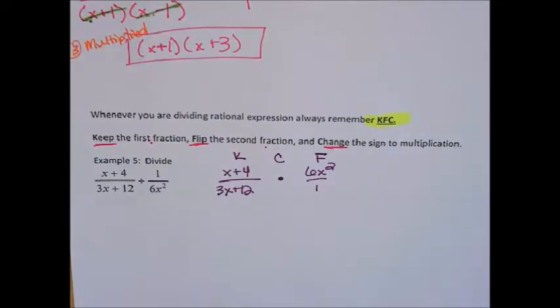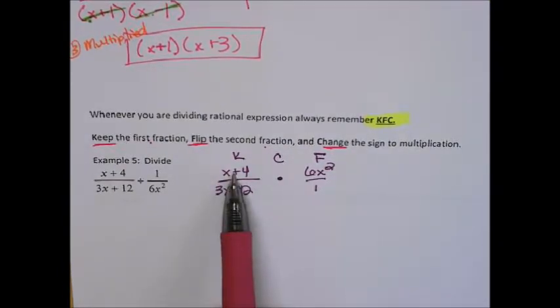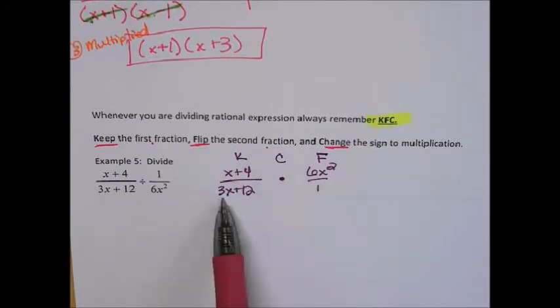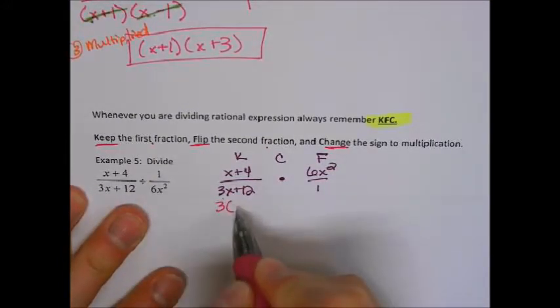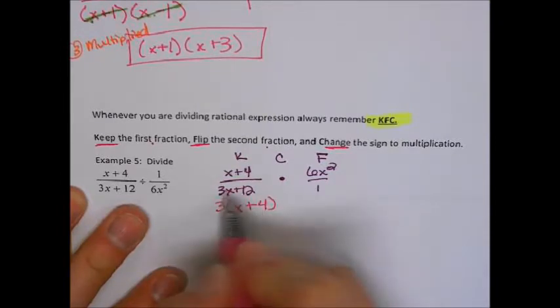Step 1, we're going to factor. What can we factor? I can't factor x plus 4. I can't factor 6x squared. 3x plus 12. Here I have a GCF of 3. So let's go ahead and take out a 3. So I have a 3 times x plus 3 times 4 gives me 12.